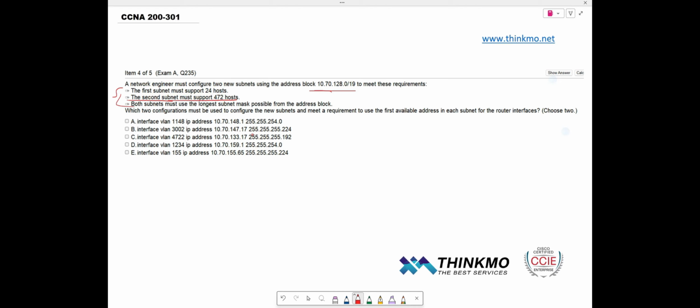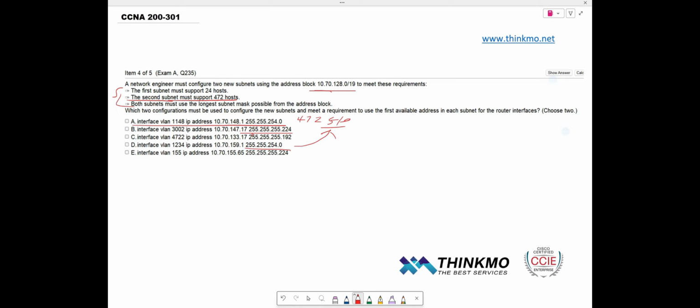So based on the first two requirements, we actually can't determine the answer yet. For example, option A, how many does it support? It supports 472, but in fact, it actually supports 510 hosts. And this one also supports 510 hosts, which of course includes 472, right? Then looking at the next option, how many does this one support?